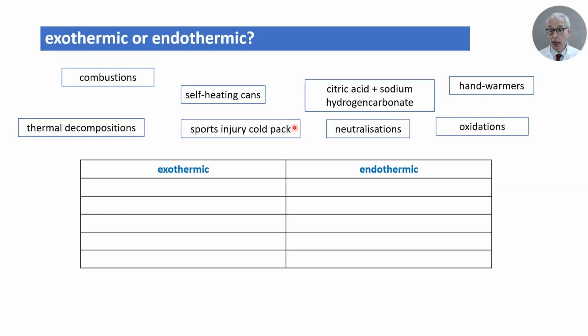So here are a collection of types of reaction or uses involving exo and endothermic reactions. Pause and assign each reaction type or use to the correct classification. Pause, come back when you're ready.